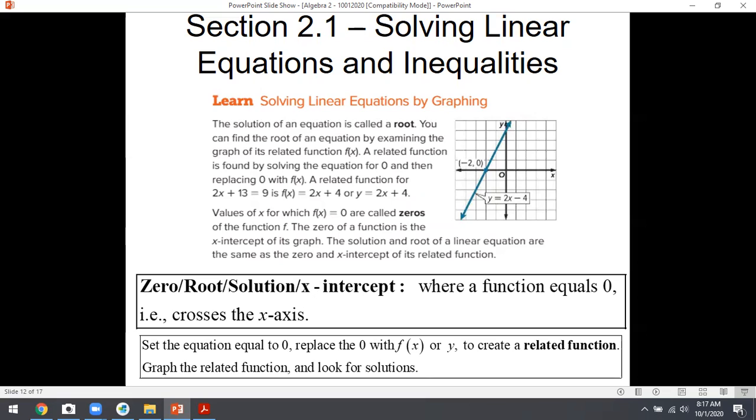So how do you actually use this to solve something like an equation? Well, this bottom box down here at the very bottom is kind of like your cheat sheet of how you would go ahead and use a graph to solve an equation. You set the equation equal to 0. You replace your 0 with f of x or y. You go graph it, and you see when it equals 0. It's very simple.